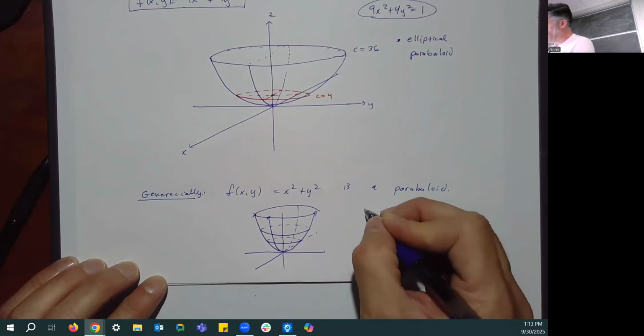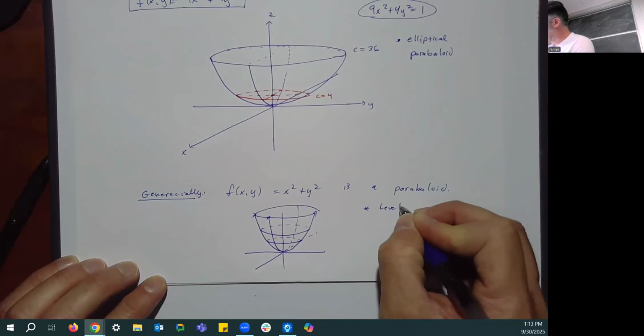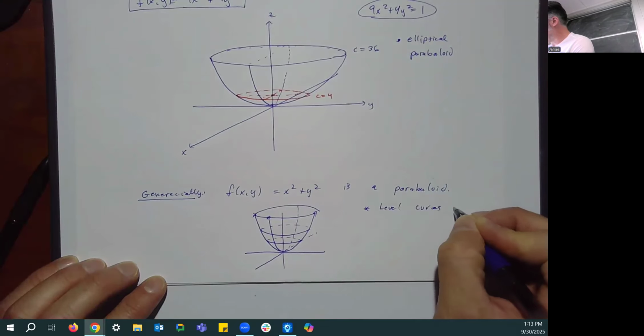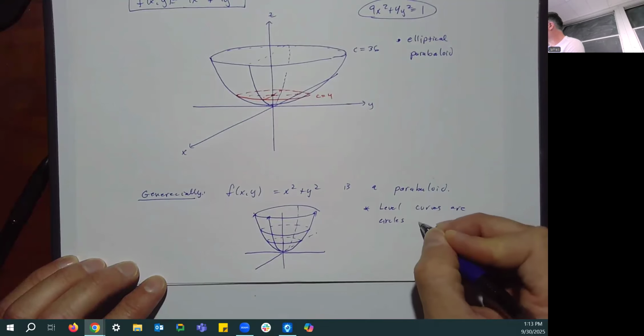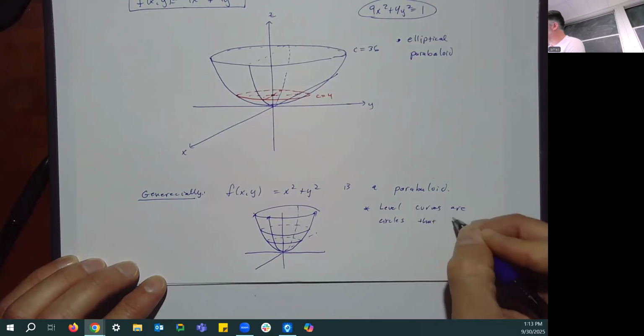So here I'll just point out the level curves are circles that are unevenly spaced.